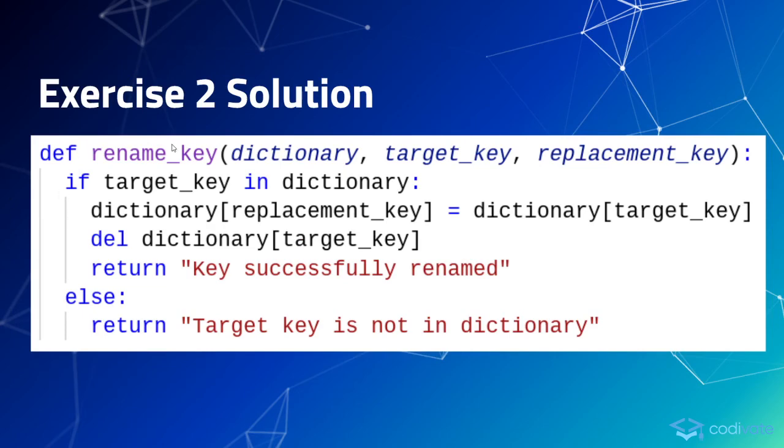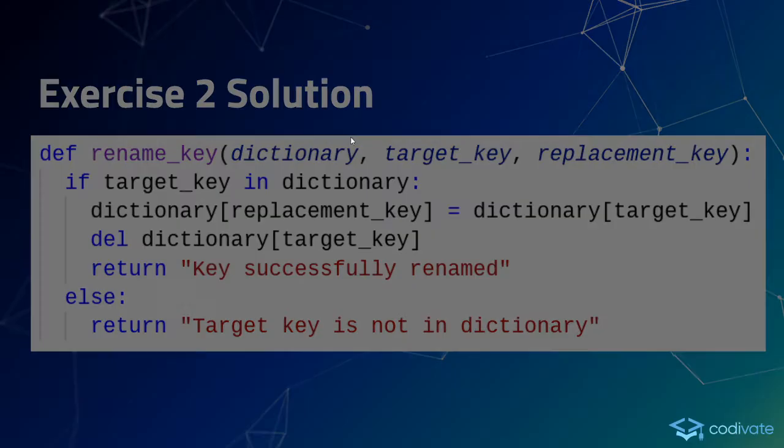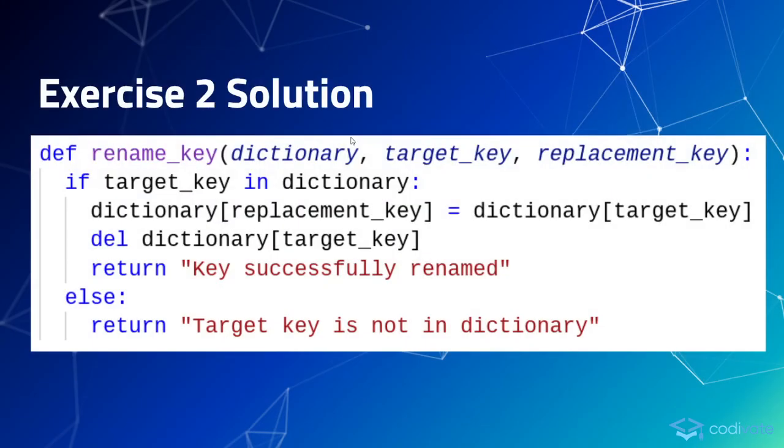So we're going to call our function rename_key. It's going to take in 3 parameters as it told us: the dictionary, the target key that we're going to replace, and the replacement key that we're going to replace it with. So if the target key is in the dictionary, that's the first thing we have to check, because if the key we want to replace is not even in the dictionary, we can't do it. So if it is in the dictionary, we're going to do some code. I'll explain that later. Else, if it's not in the dictionary, we're just going to return a string that tells the user target key is not in the dictionary.